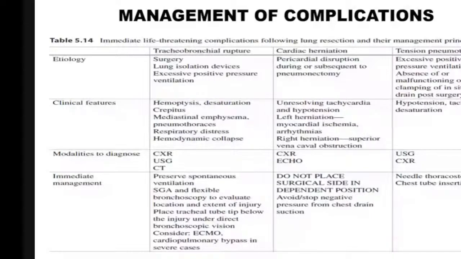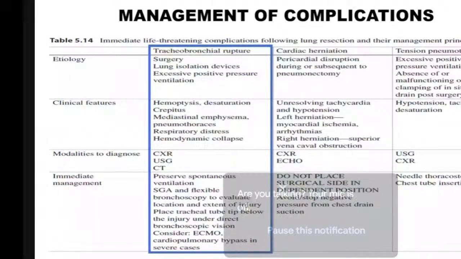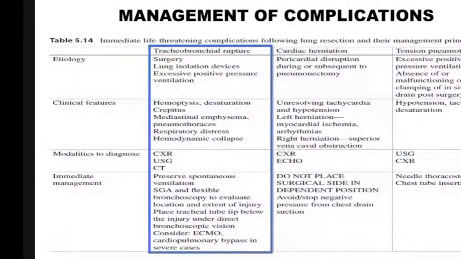and to deal with it, the aim is to preserve the airway for the patient. We place a supraglottic airway device and pass the flexible bronchoscope to find the extent of the injury. Then we place the tip beyond that injury and railroad the tube. It may require ECMO or bypass. If the patient is suddenly developing tachycardia, hypotension, the chance of which is also revealed by echo.